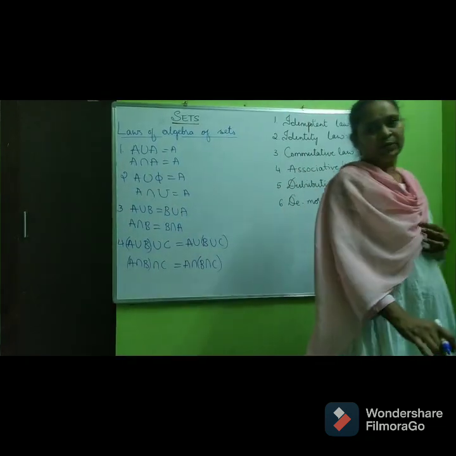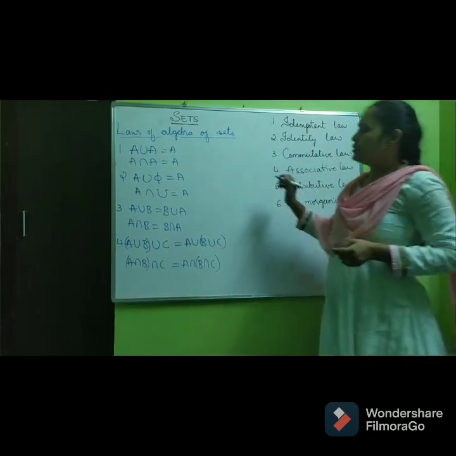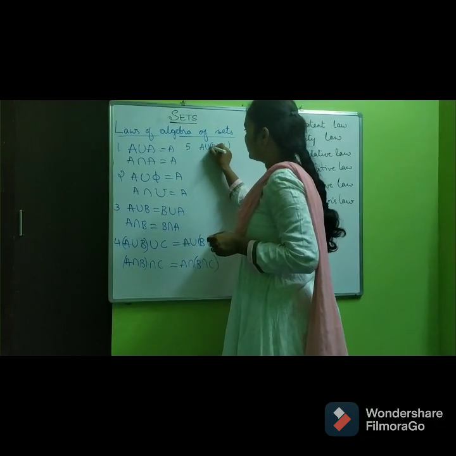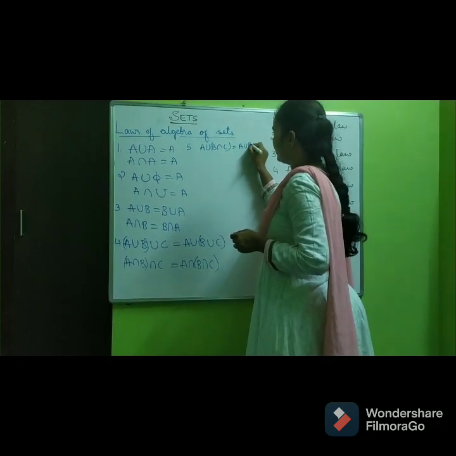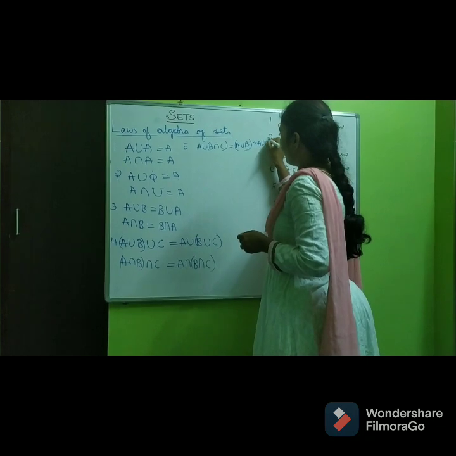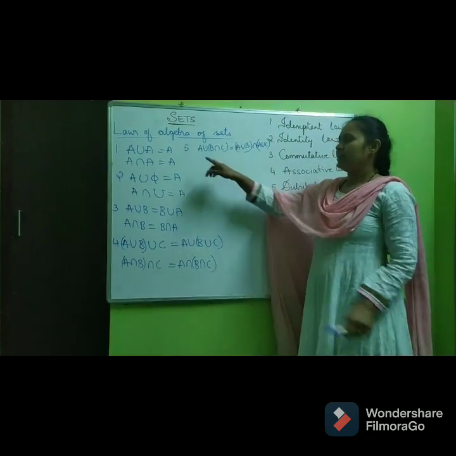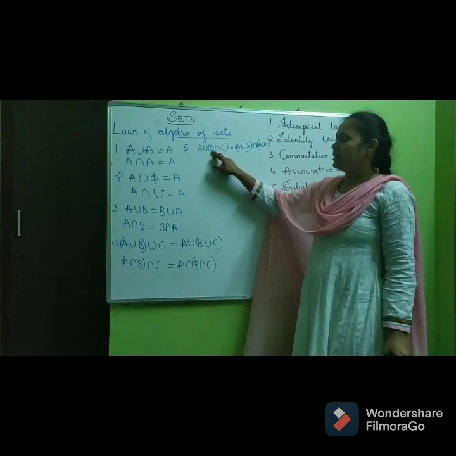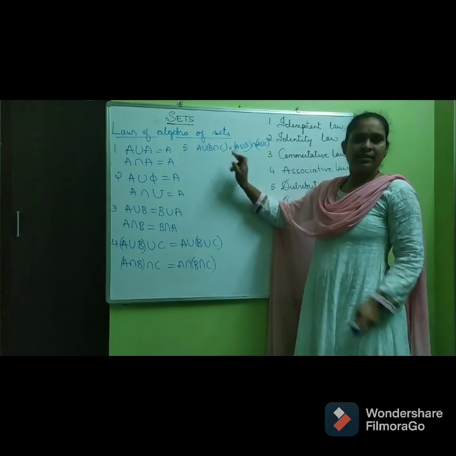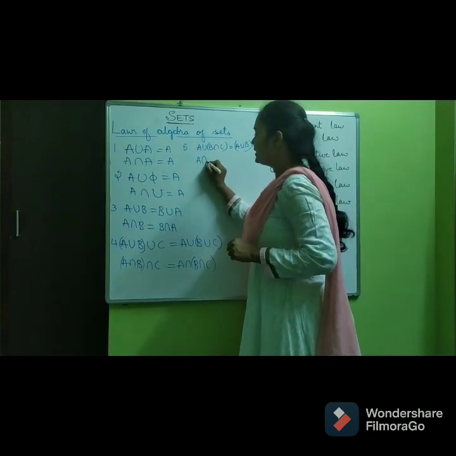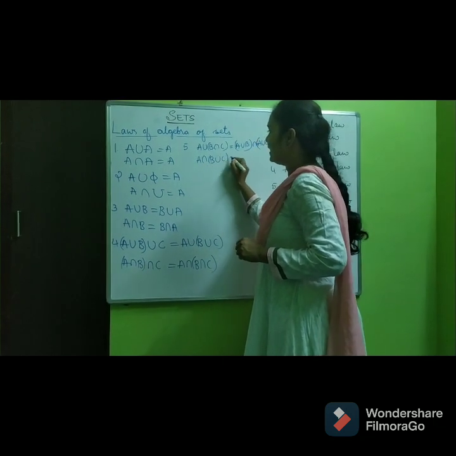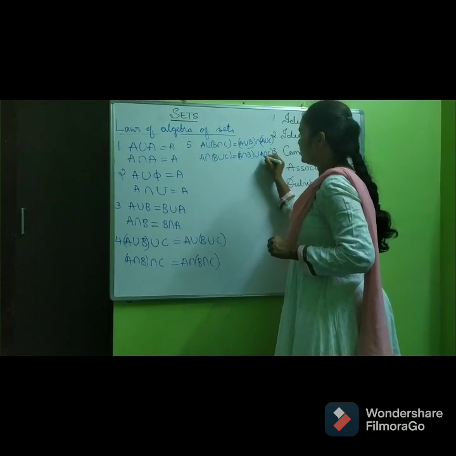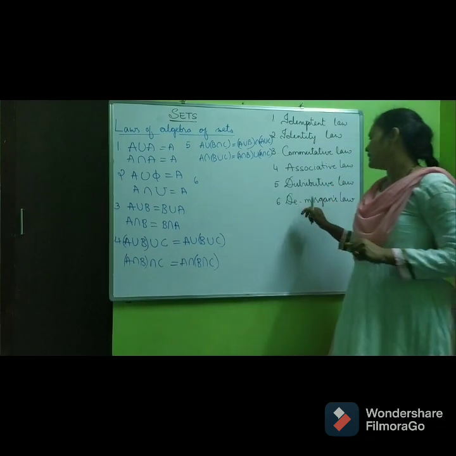Next we have distributive law. Distributive law is A union (B intersection C) is equal to (A union B) intersection (A union C). Similarly, one more is there, that is A intersection (B union C) is equal to (A intersection B) union (A intersection C). Last one, that is De Morgan's law.